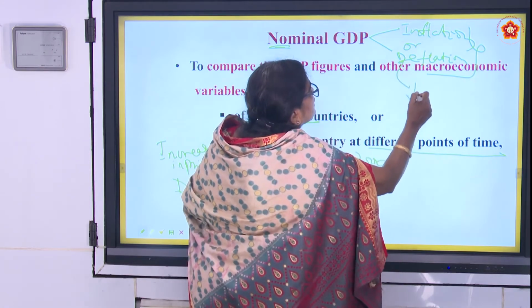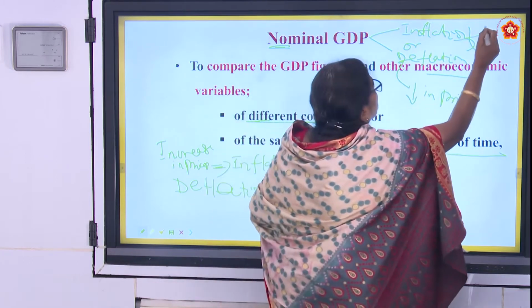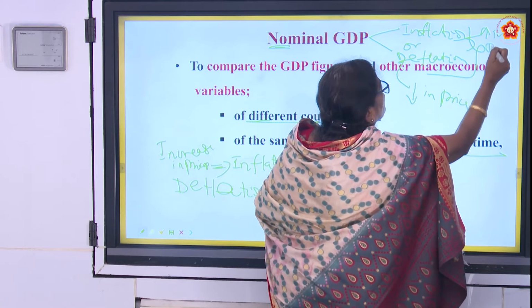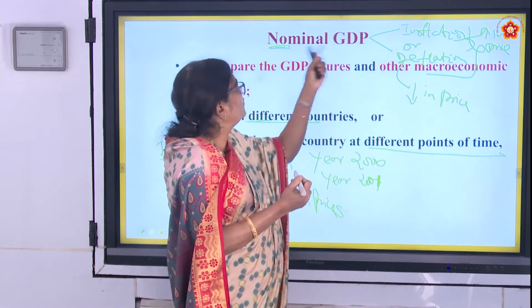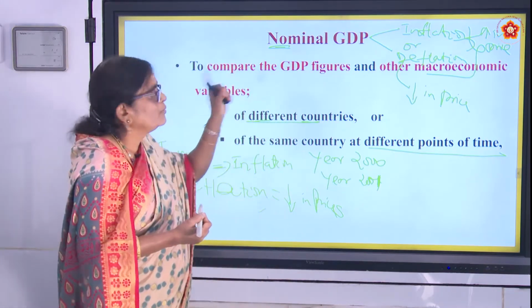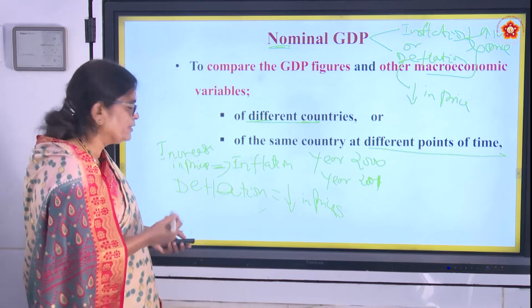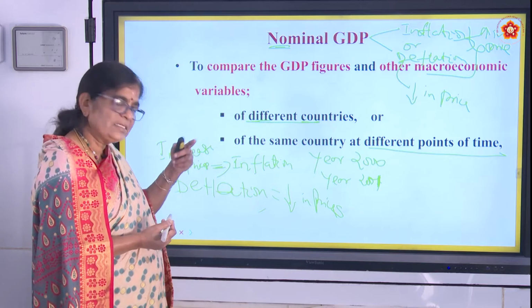This is a decrease in price, this is an increase in price. Both will influence the GDP. Therefore, we can't depend on nominal GDP to compare between countries, or at different points of time in the same country.